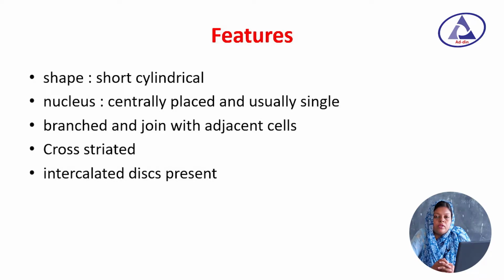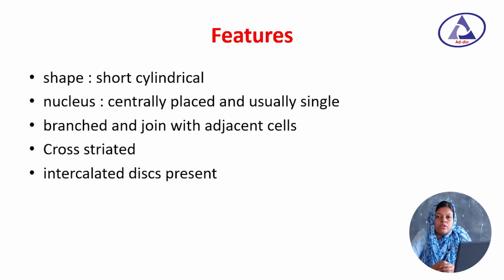Now come to the nucleus. The number of nuclei in the cardiac muscle is usually single. It is due to its development, and it is centrally located and pale staining. Number 3, the branching and joining of adjacent cells by intercalated disc. We will discuss the intercalated disc later. Number 4, it is cross-striated, which means it has contraction power. The muscle is characterized by the presence of striation, that is cross-striation.